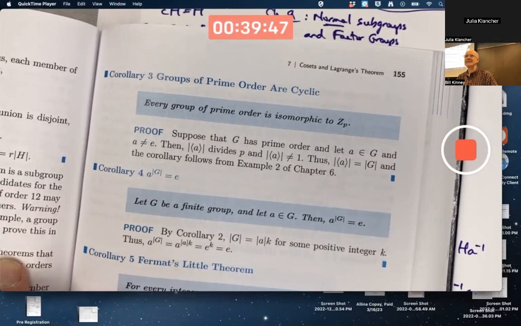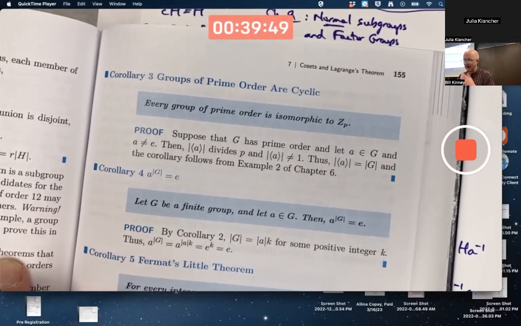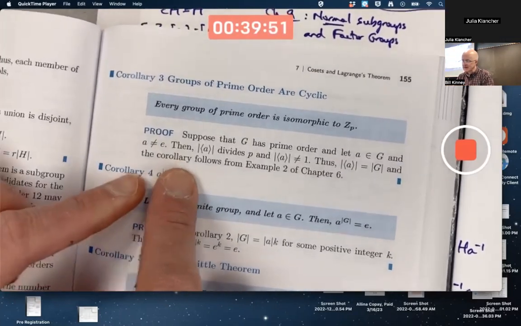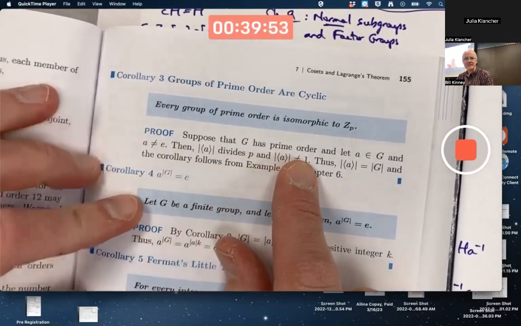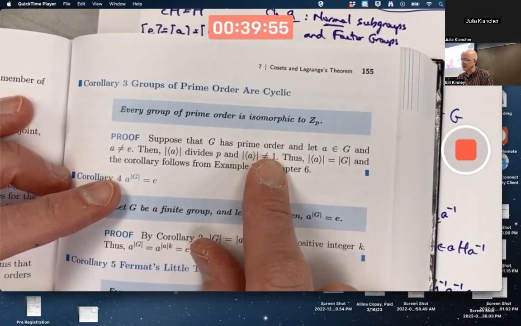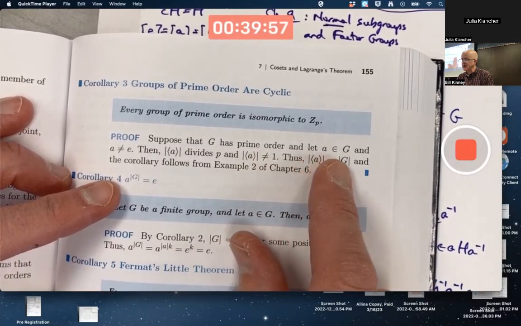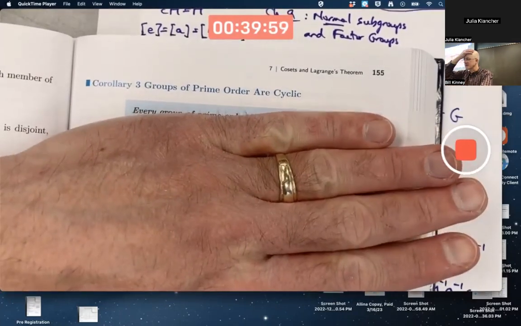Whoa, does that seem too easy? And by the way, why is this true? Proof. Suppose G has prime order. So G is a group with a prime order. Let A be in G. What would be the goal of trying to prove this?